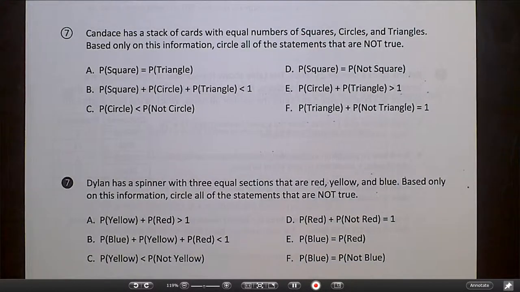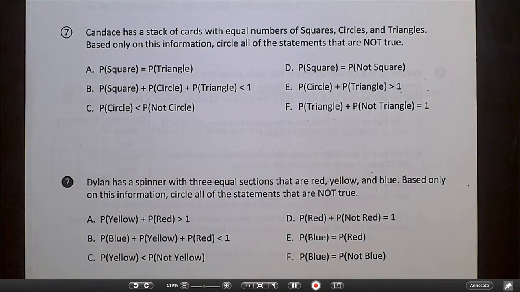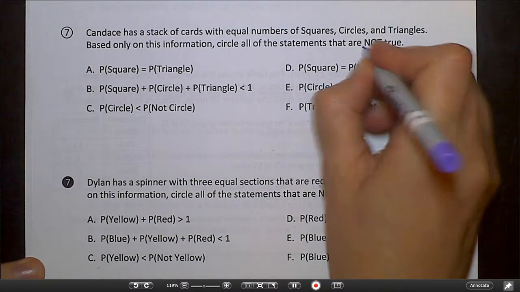Number 7. Candace has a stack of cards with equal numbers of squares, circles, and triangles. Based only on this information, circle all of the statements that are not true. And we need to make sure that we're circling the ones that are not true. So I'm going to go ahead and circle the word not true.